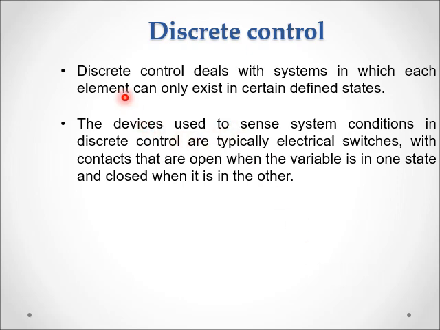So let's talk about discrete control. Discrete control deals with systems in which each element can exist only in certain defined states. Another name for discrete control is on-off control. The devices used to sense the system condition in discrete control are typically electrical switches with contacts that are open when the variable is in one state and closed when the variable is in the other state. So it's basically on-off control.